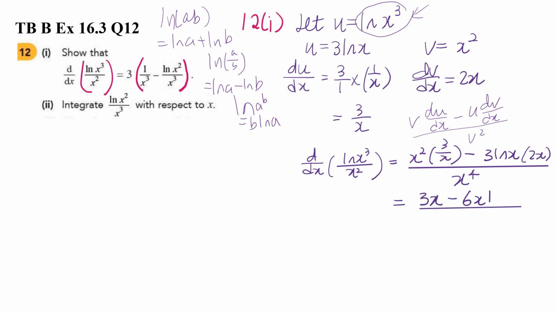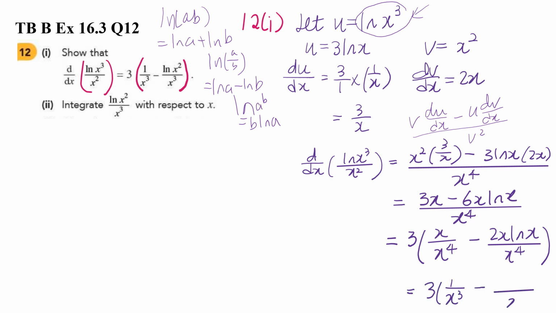Simplify it. Separate into 2 fractions. Simplify further. This is x to the power 1. This is x to the power 4. So you end up with 1 over x to the power 3. This and this can go off, giving you x to the power 3.